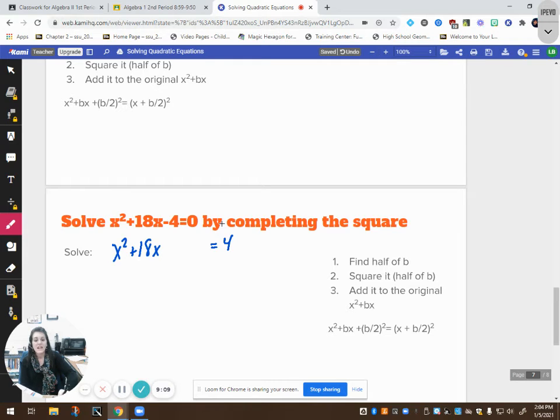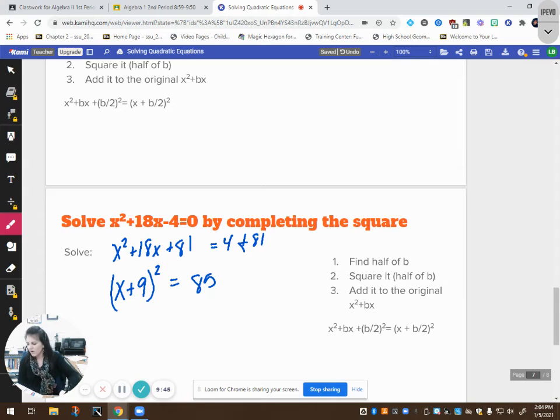I take half of 9 and then I square it. Well, what's 9 squared? 9 squared is 81. So I'm going to add 81. But this is an equal sign here. So for the sake of equality, if I add 81 on this side, we must come over here and add 81 on this side as well. So now I have a perfect square trinomial over here. So we can rewrite this as x plus 9 squared equals, well, 81 plus 4 is what? 85. So I have 85.